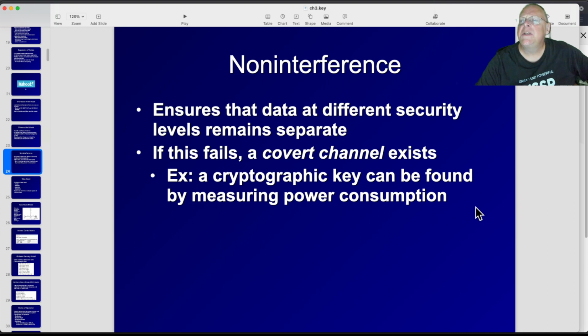So, what is the other name of the Chinese wall? I don't know if there's another name. There might be another name for it, but that's the name I've always heard it called.